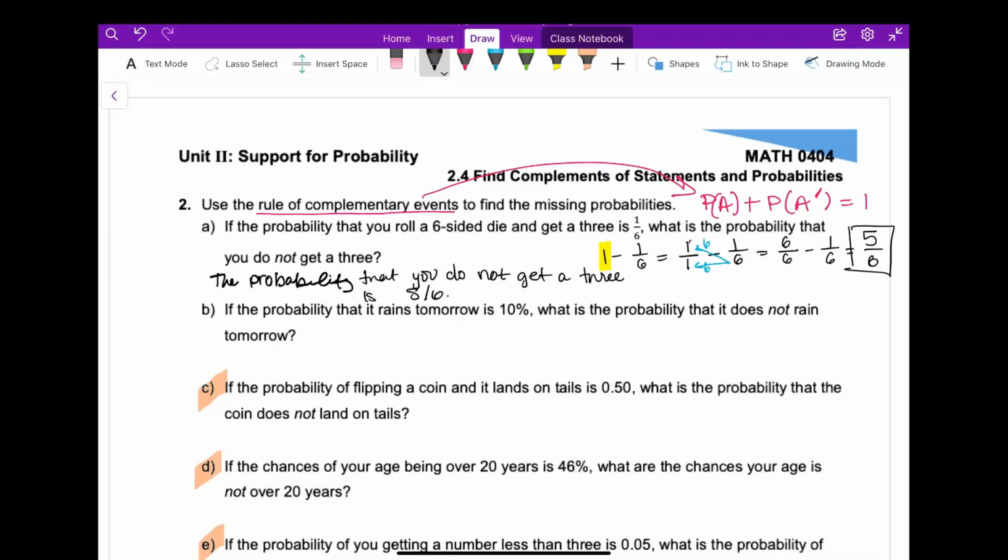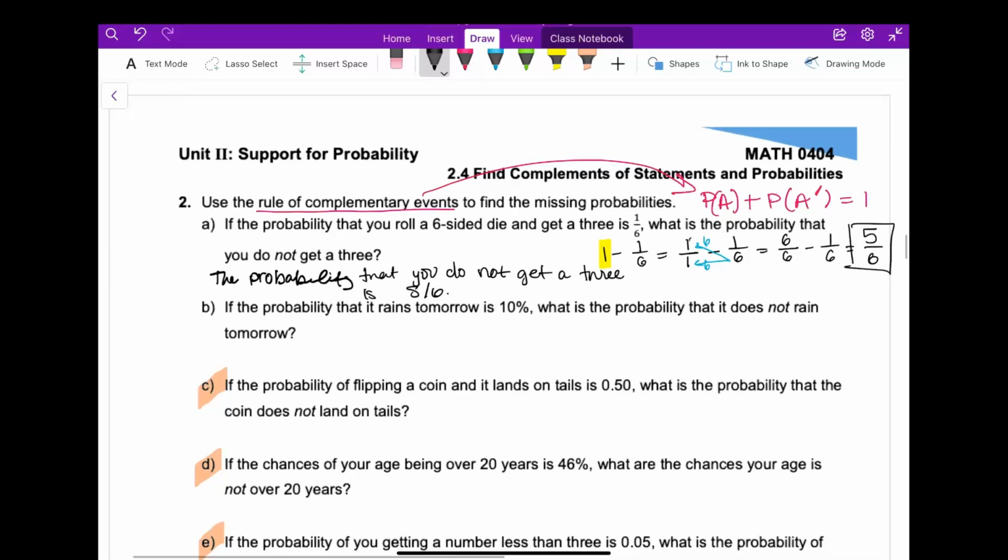If the probability that it rains tomorrow is 10%, what is the probability that it does not rain tomorrow? Let's try method 1. Remember, method 1 was taking the 10% plus some sort of guess. That's going to give us 100%. And notice the difference. In number 1, in A, I used 1, and in this case, I'm using 100. That's because in B, they're giving me a percentage, which is out of 100, and in A, they gave me a fraction.